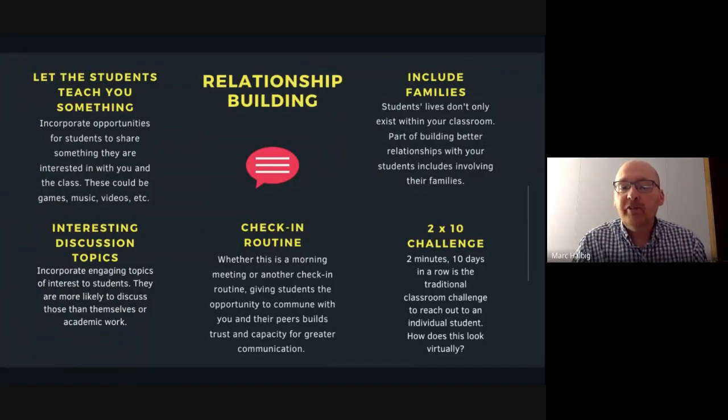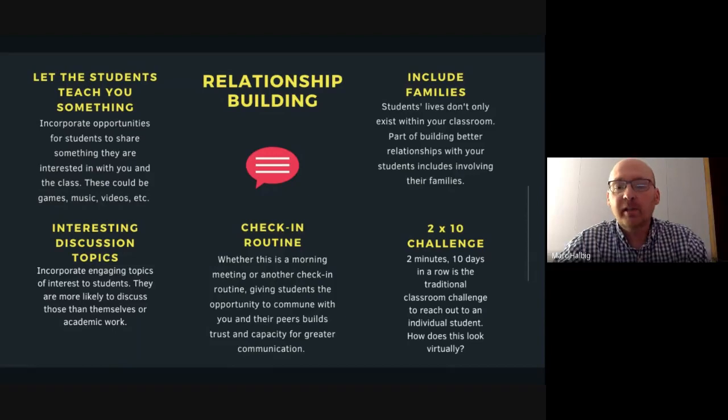And the 2x10 challenge. Now, this was set up for the traditional classroom where you pick one of those students that you're concerned about or you want to build that relationship more with, and you take 2 minutes a day for 10 classroom days in a row and you build that. How would this look virtually?